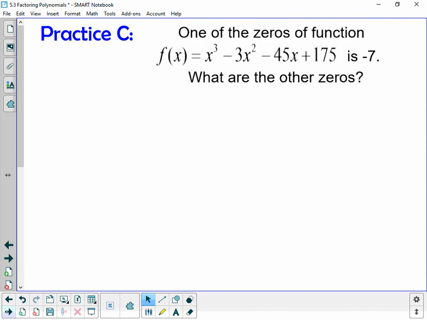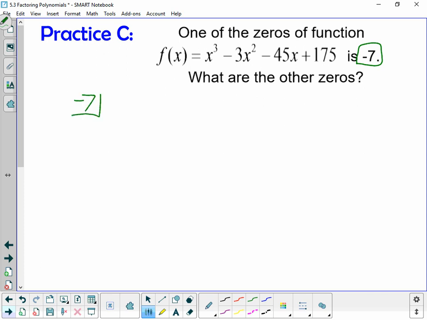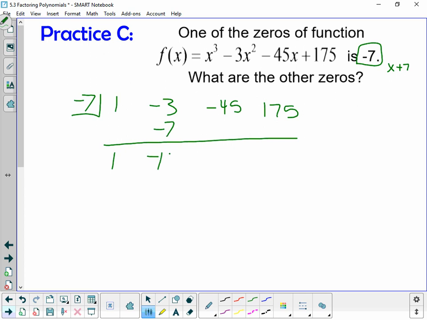Okay, here's one for you to try if you want to do it along with me. That's fine. If you want to pause and try it yourself, that's fine. We are given negative 7 as a 0 of the function. We can use that 0 to divide. Remember that it has a 0 at negative 7 means x plus 7 is the factor. Okay, so we drop it down, we multiply, we add it up, we multiply, we add it up, we multiply, we add it up.